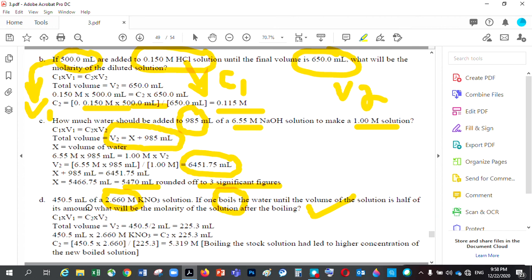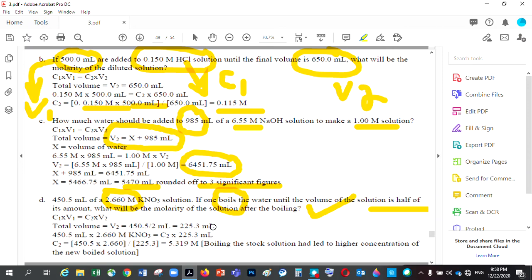We know C1 and V1 are given to us, 2.660 multiplied by 450.5 ml. The V2 we don't know. V2 will be 455 divided by 2, which is 225. Half of it. It said half. So it will be 225.53.